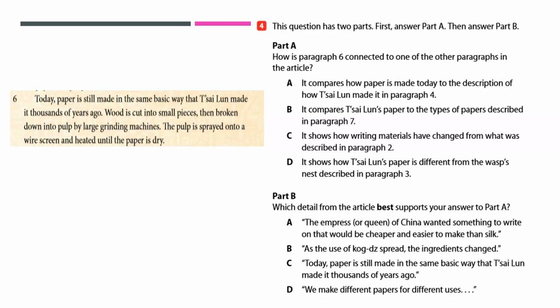I'm going to allow you all to do this on your own, and then we'll come together. So paragraph number 4, part A says, how is paragraph 6 connected to the other paragraphs in the article?